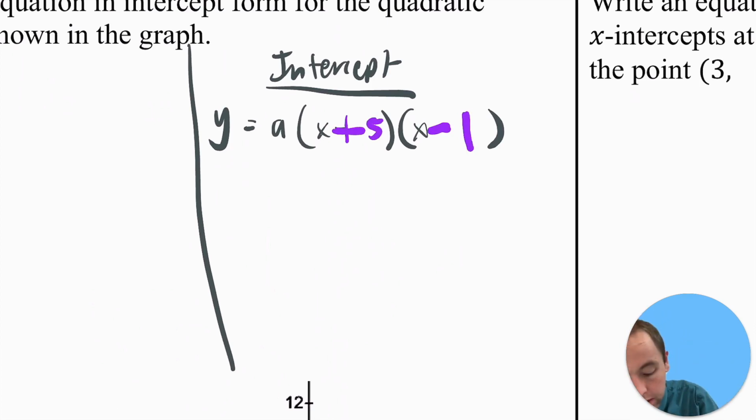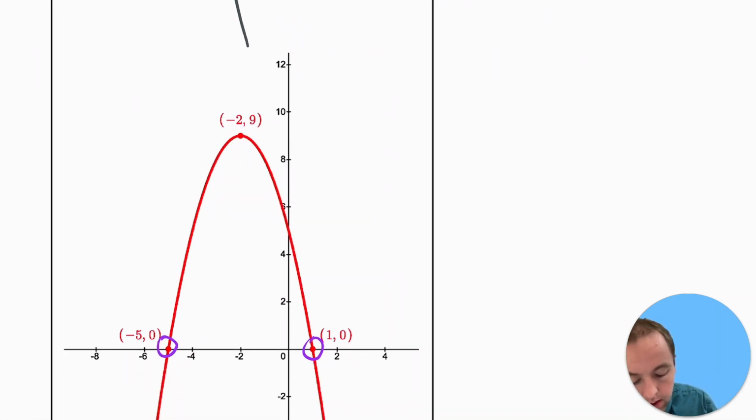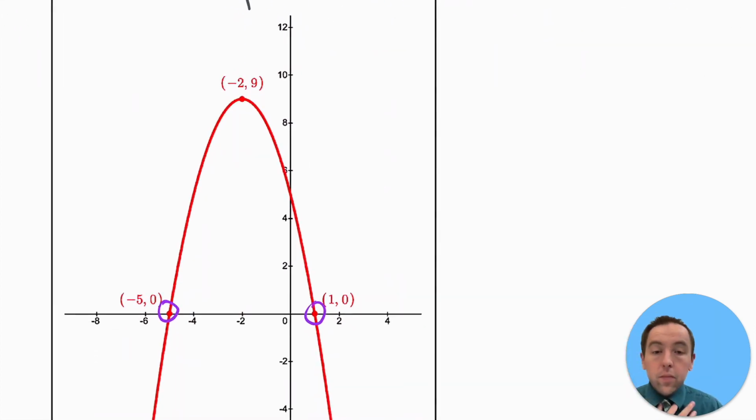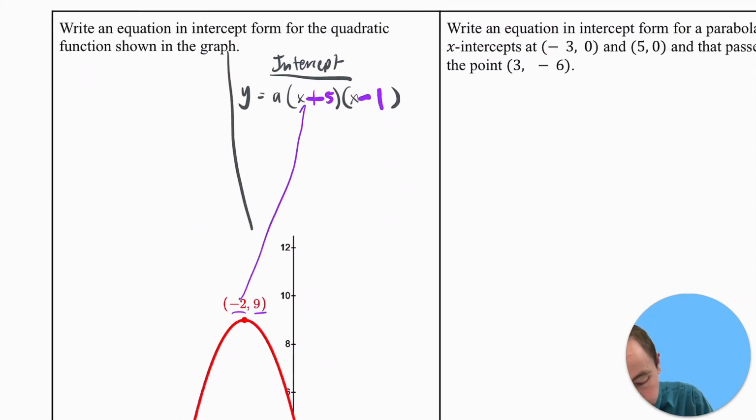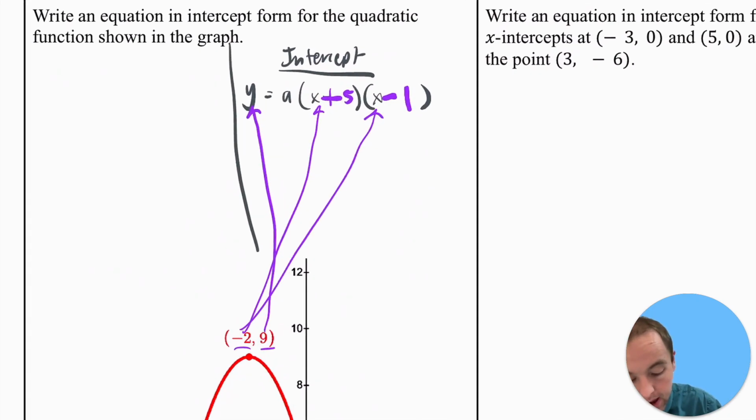Now the thing is that we want to figure out exactly what that a number needs to be. In order to figure that out, we could plug in some other point on the graph, but you can't use an x-intercept point. Since we know the vertex is (-2, 9), you could plug in negative 2 for the x variable and 9 for the y variable, and then solve to figure out what the a is going to be.